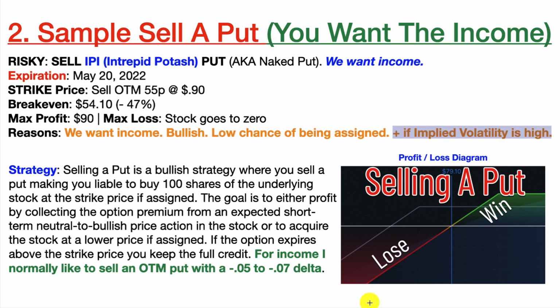And then on our strategy for income, I normally like to sell an out of the money put with a negative 0.05 to negative 0.07 delta, and I'll show you that on the charts in just a second.